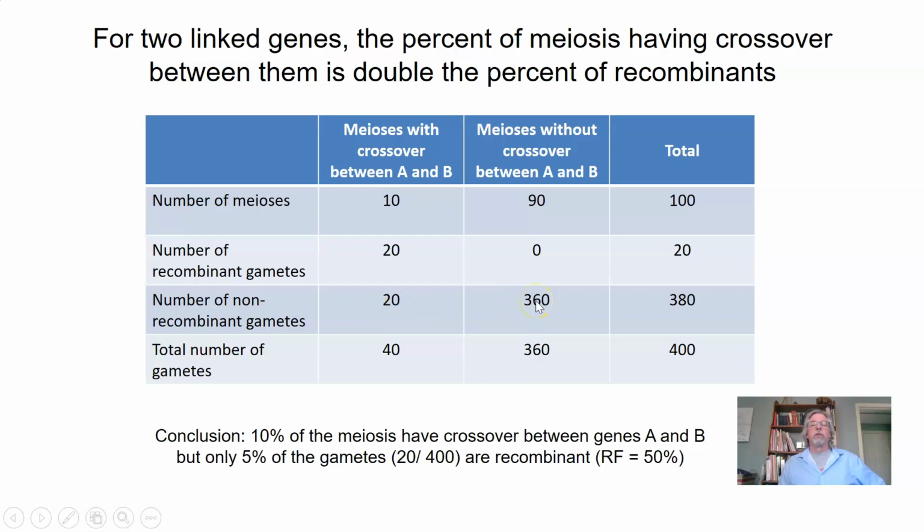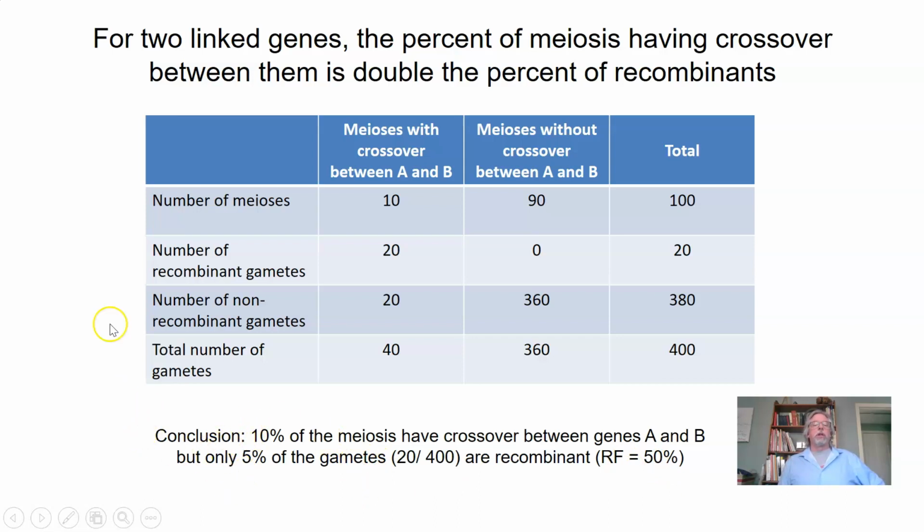Okay, so if we sum up the number of recombinants and compare it to the total, that would be the recombinant frequency. Total number of recombinant gametes, 20. Total number of gametes, 400. 20 out of 400 gives a recombinant frequency of 5%. Sorry, I said 50% earlier. That's an error. It should be 5%.